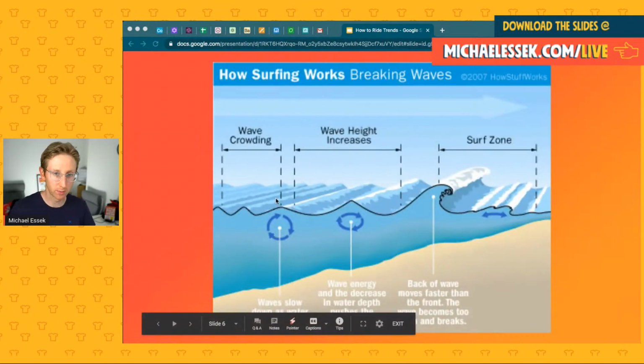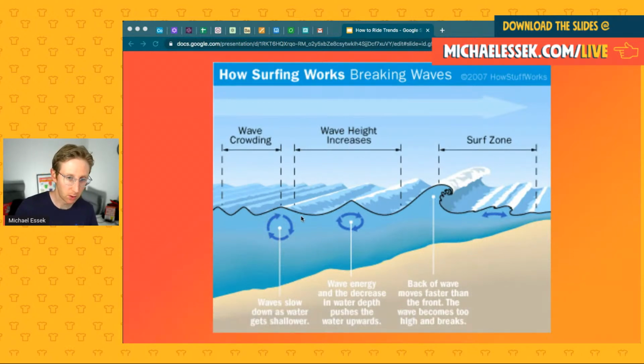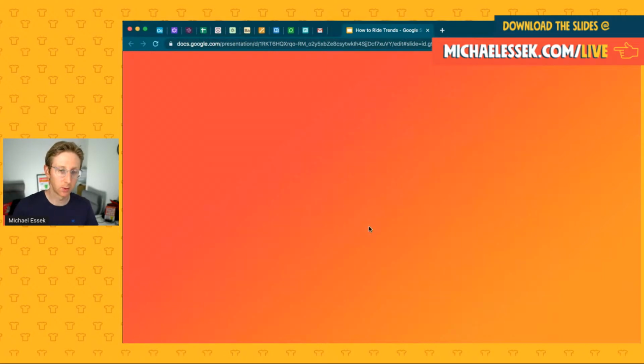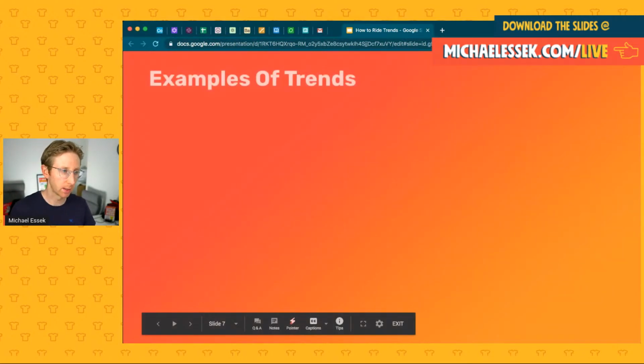So that's a wave. And then I found this little diagram about how waves kind of develop, and they start off as little waves, and then they increase in height, and then they finally peak, and then they wash up on the shore. And that's a lot like what we're talking about here. Trends come and go, they peak, they reach their height, and then they quickly dive off. And I'll show you my own example of that in a second here.